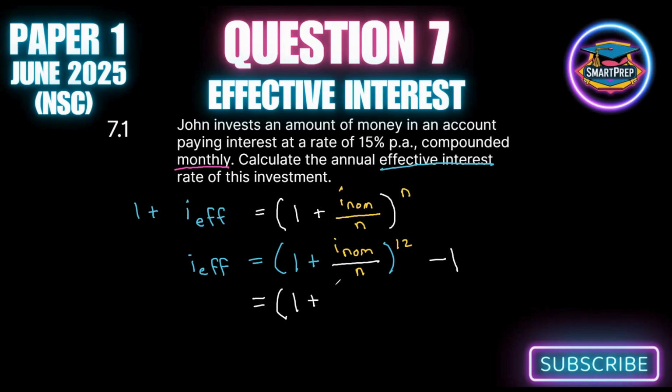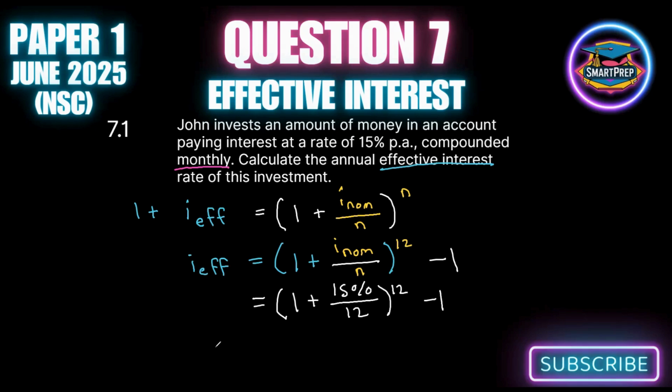Okay, so it's 15%, right? Now I can put it in my calculator as 15%, or I can put it as 0.15, or sometimes people put it as 15 over 100. Okay, however you do it is fine. It's over 12, and that's to the power of 12 minus 1.